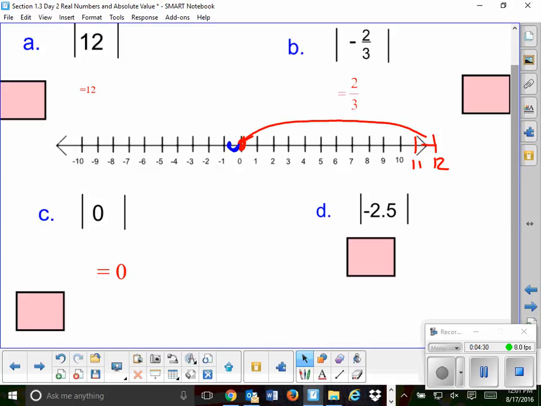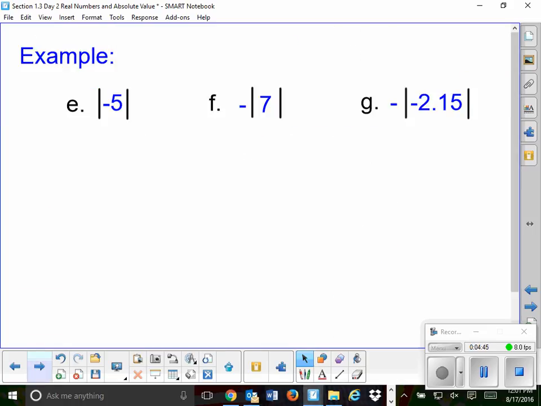Absolute value of 0, 0 is 0 units from 0. And then the last one would be 2.5. Absolute value of -2.5. The answer is it is 2.5 units from 0. Please mark any of them wrong that you got wrong and ask the question tomorrow in the class.